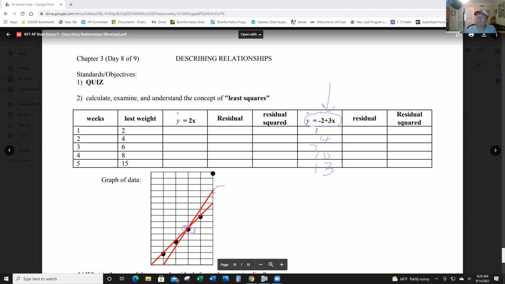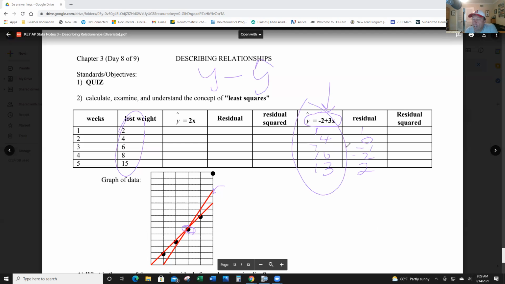That's the prediction. The residual is y, I'm circling the y's, minus the y hats. Remember that? Y minus y hat is a residual. So I'm going to do that now. 2 minus 1 is 1. 4 minus 4 is 0. That hit it perfectly. 6 minus 7 is -1. 8 minus 10 is -2. And then 15 minus 13 is +2.